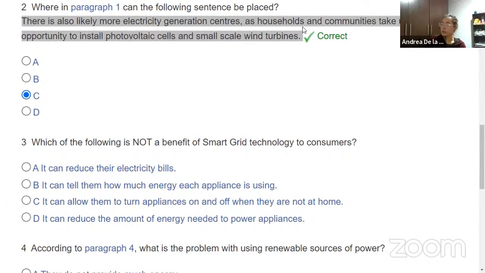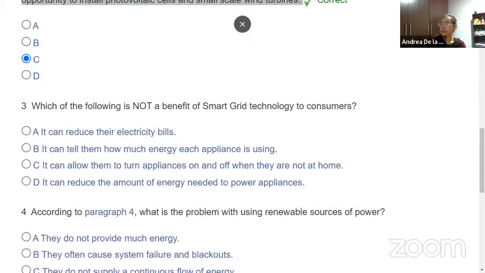Okay, guys, let's do question 3. It says, which of the following is not a benefit of a smart grid technology to consumers? You will now have a couple of seconds to try and answer this question.